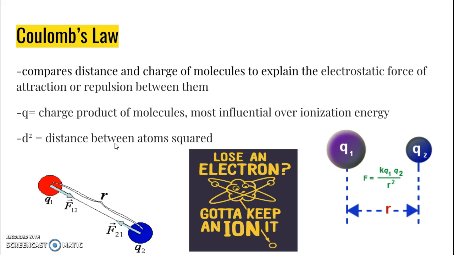In the formula, Q represents the charge product of the molecules, and it's more influential over ionization energy compared to the distance between the atoms, which is represented by d squared in the denominator of the equation on the right.